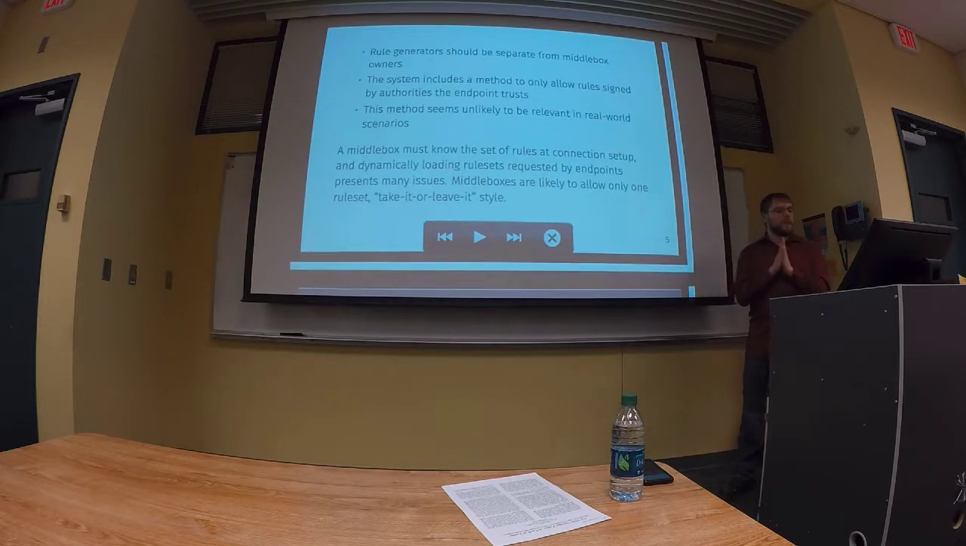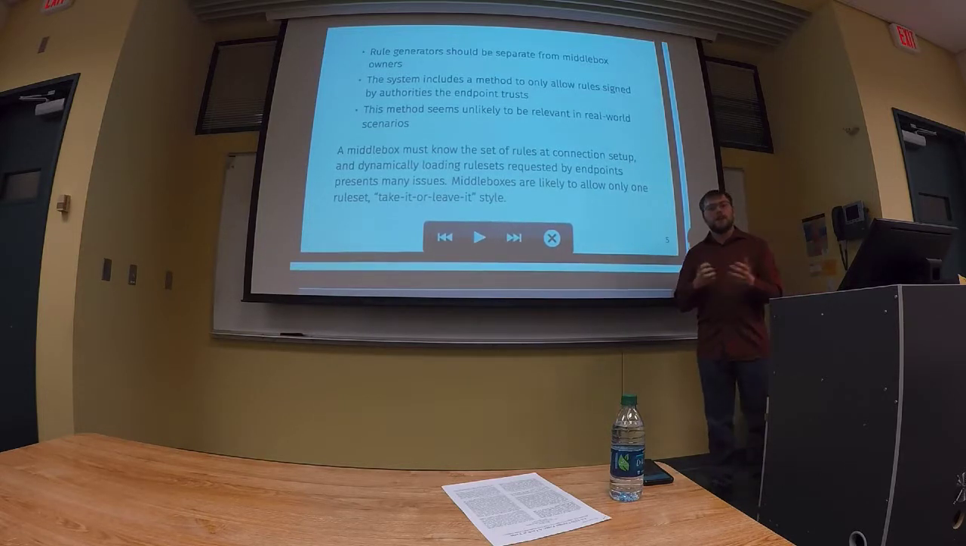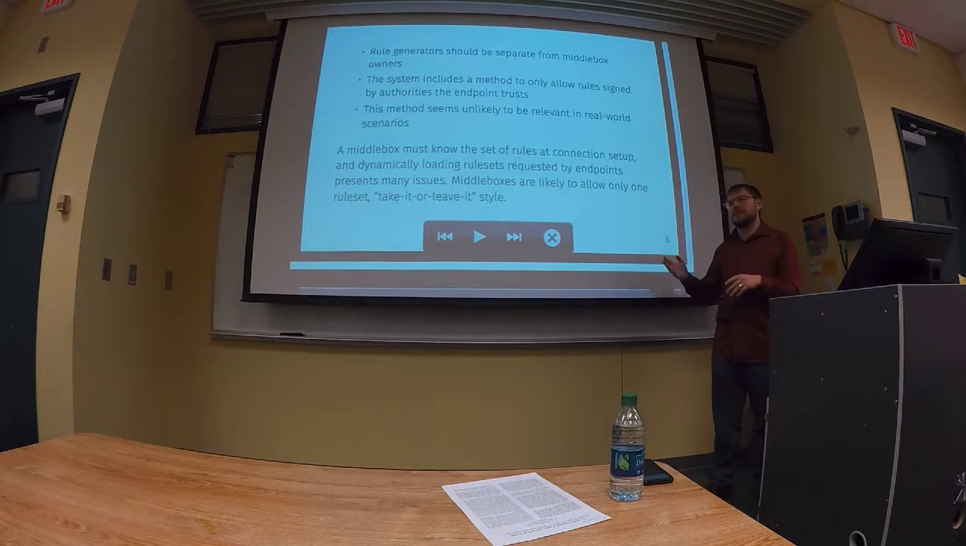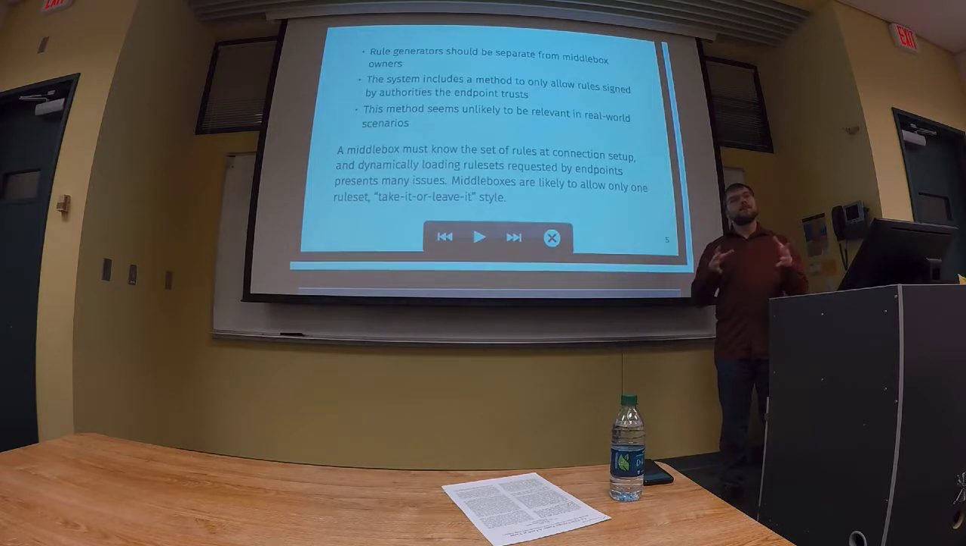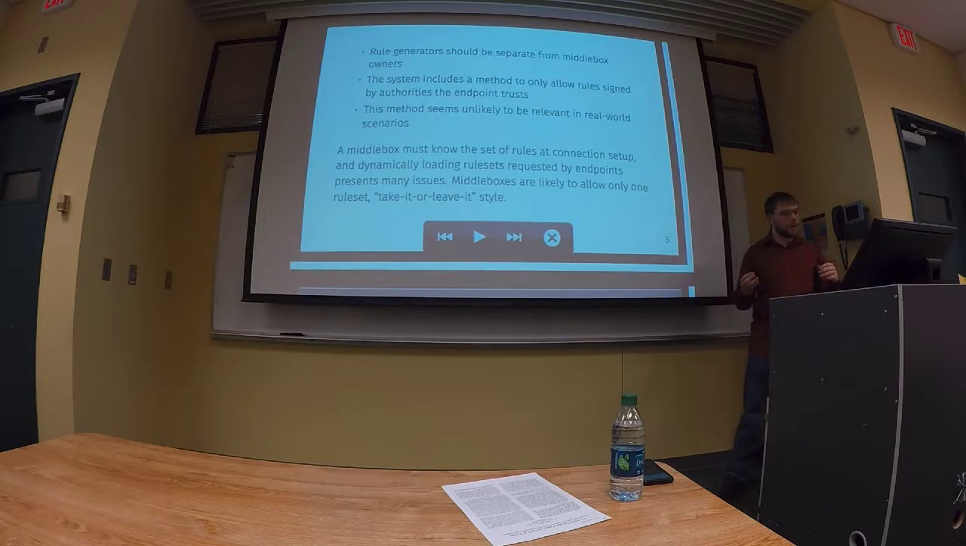So to talk about this, in the paper they mentioned that rule generators should be separate from the middle box owners because, say we're talking about HTTP, you could just make a rule that says HTTP GET, and then everything will match that substring, all the GETs. And now, if you've implemented the probable cause decryption, you can just decrypt all the traffic. So the system includes a method to only allow rules that are signed by a trusted third party, fourth party, I guess, to be used.